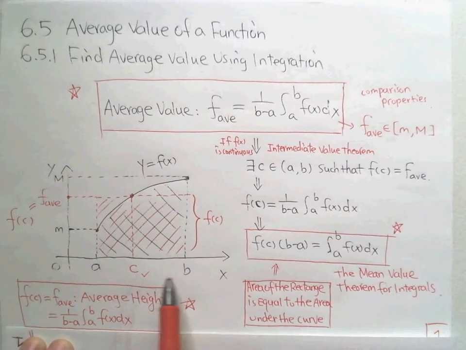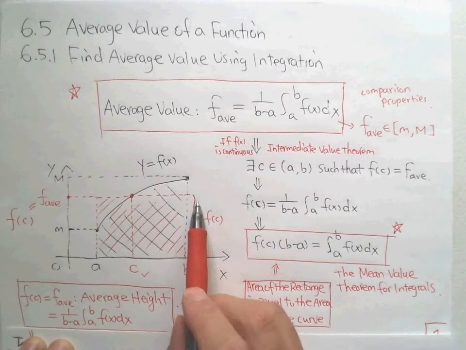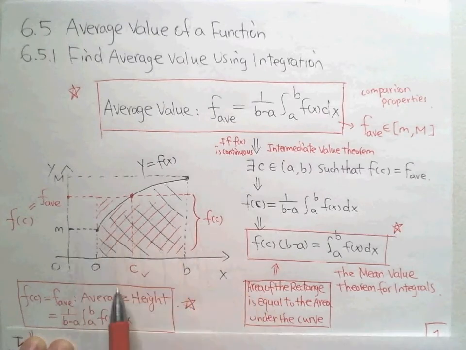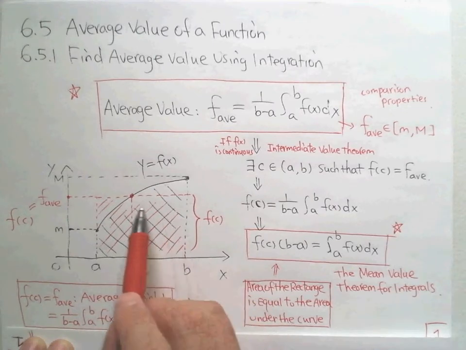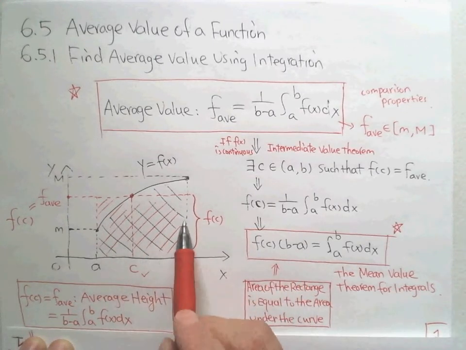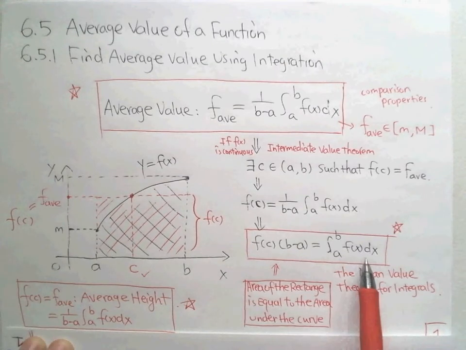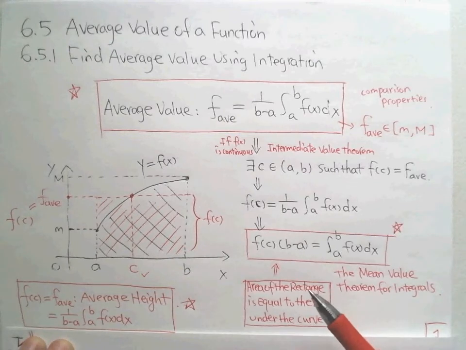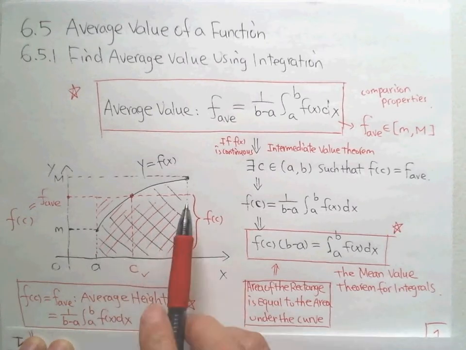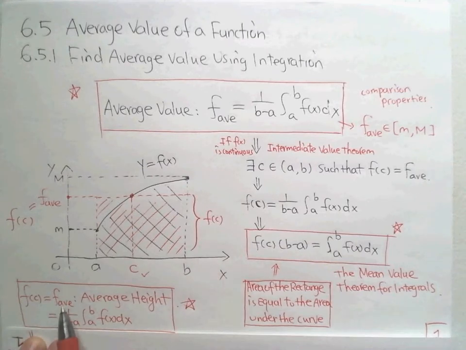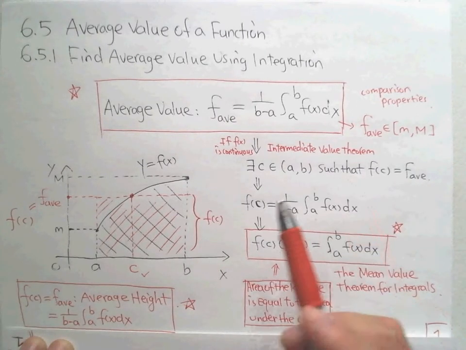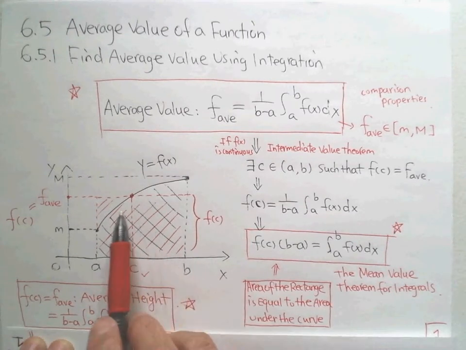Now we can understand that f(c) is the height of this rectangle, and b minus a is the width of this rectangle. The height times the width is the area, so this is the area of the rectangle. And what is that? That's the area under the curve. So the mean value theorem tells us the area under the curve can equal a rectangle. What is the height of the rectangle? The height of the rectangle is the average value. We call it the average height, because the two areas are equal to each other.